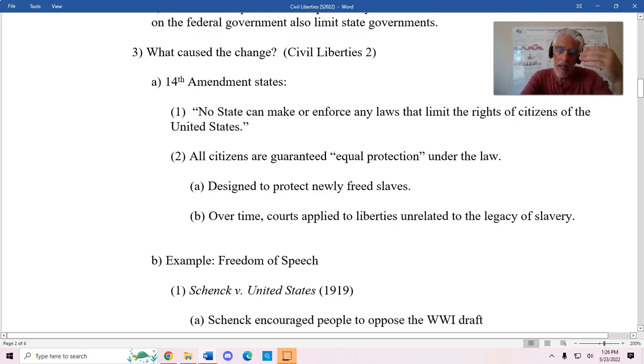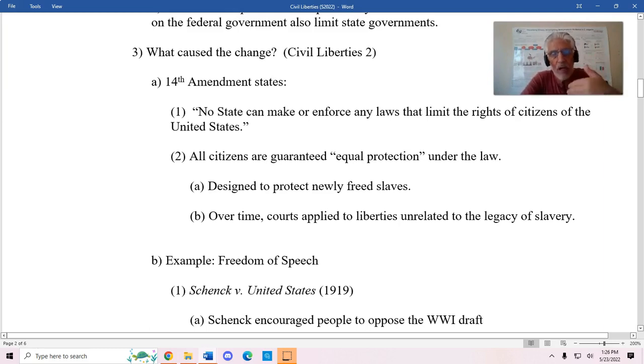And in the 14th Amendment, there are two different clauses. One reads, no state can make or enforce any laws that limit the rights of citizens of the United States. Let me read that again. No state can make or enforce any laws that limit the rights of citizens of the United States. And then also, it states that all citizens are guaranteed equal protection under the law.